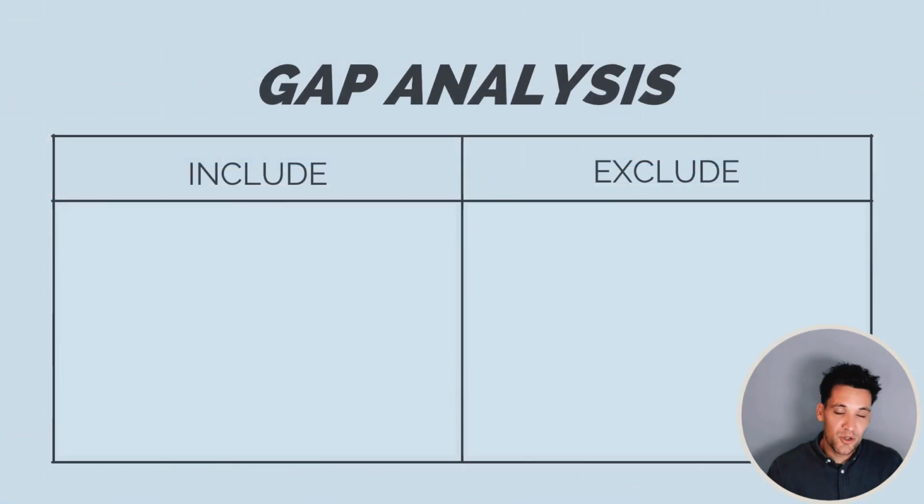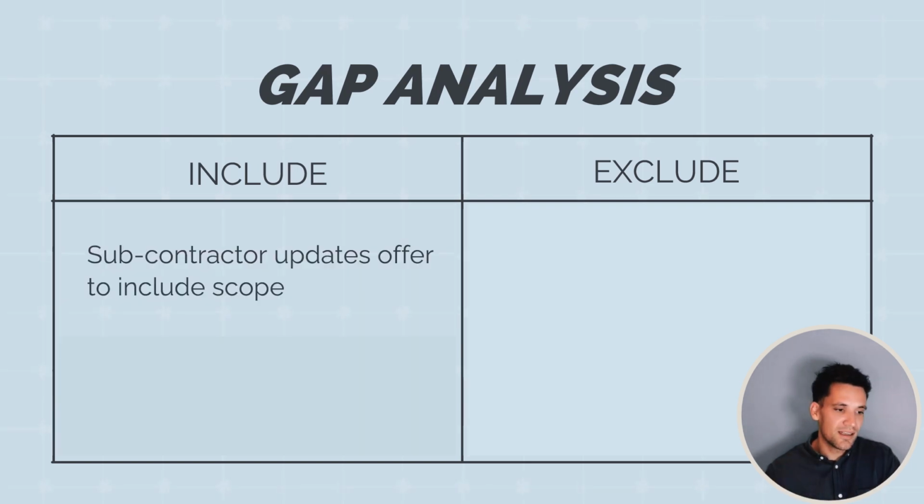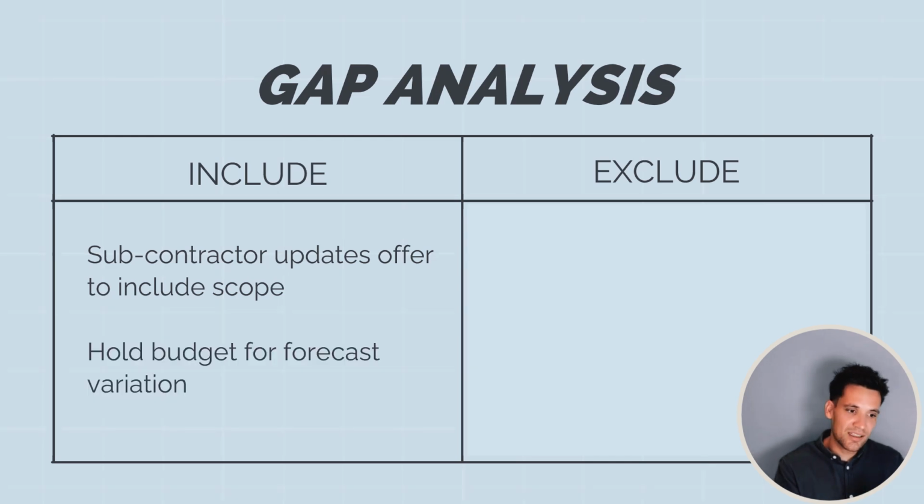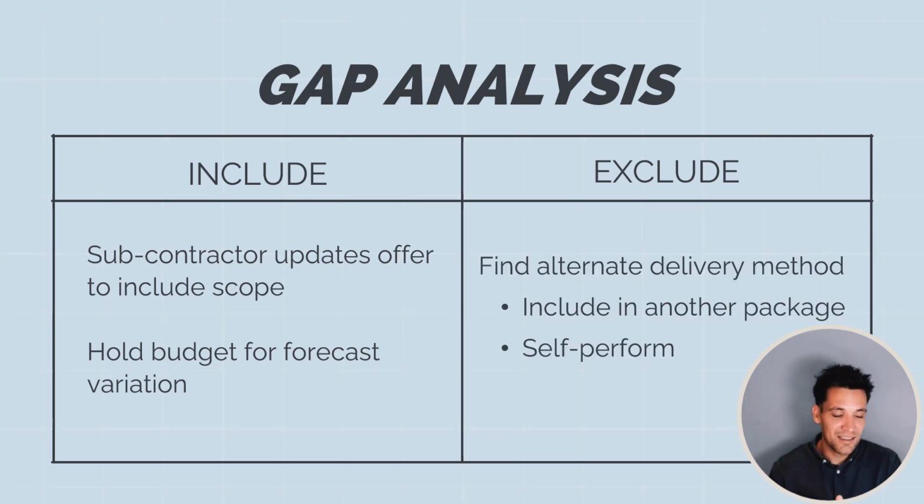So when subcontractors have departures or exclusions from their quote, we have to do a gap analysis. There are two different ways we can resolve a gap in an offer. We can ask the subcontractor to reprice it and include it in our scope, or we can set money aside for variation. Or if all the subcontractors have excluded a certain thing we've asked for, we need to find an alternative way to deliver that package of work. That might be to include it in another package or to self-perform it. But we need to resolve any gaps at this point in time to make sure we're not going to be hit with costly variations later on. We're going to have missed scope that's going to delay our works.